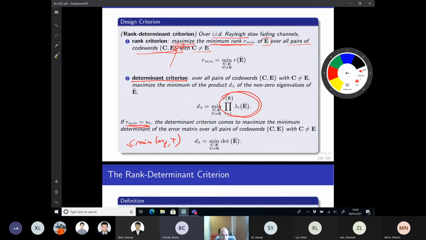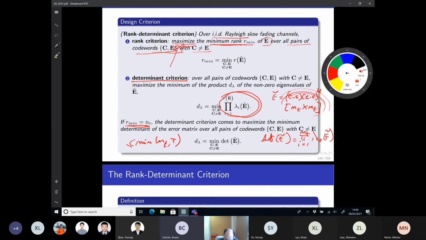The product of the eigenvalues of a full rank matrix is equal to the determinant, right? So that means E tilde, where E tilde is C minus E Hermitian, is an NT by NT matrix, right? If we say that the rank of this matrix is equal to NT, it means we have a full rank matrix. So the determinant of E, if it's full rank, is equal to the product of the eigenvalues of E tilde, 1 to NT.